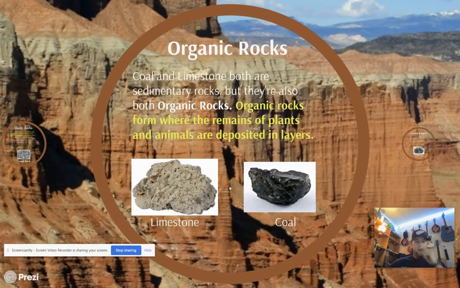As we move further out from that, the organic ones, which mainly are coal and limestone, are the two you're going to see the most often. They are both sedimentary rocks, but they're organic, meaning that they came from a living organism. So organic rocks form when the remains of plants and animals are deposited in layers.